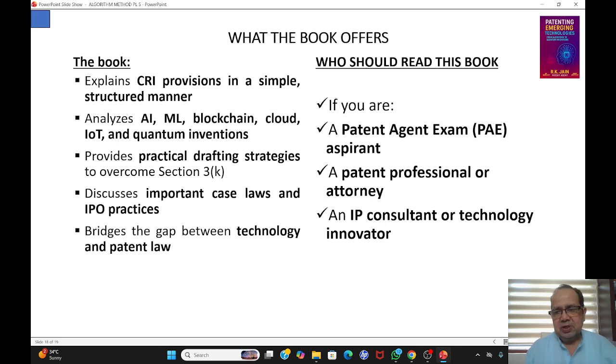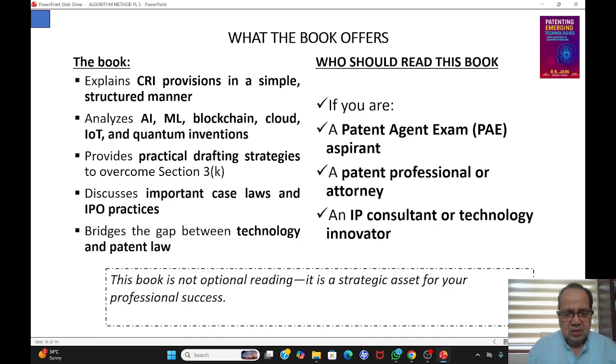So, if you are a patent agent exam aspirant or a patent professional or an inventor, this book may not remain only an optional reading. It could be a strategic asset for your professional success because it equips you to handle the new era technologies, which becomes very important when you are dealing with the patent office in this new era.